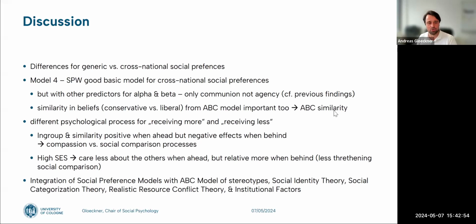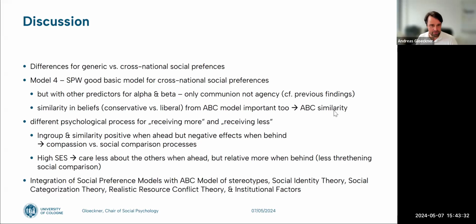We find a host of different factors which are relevant too, which are also theoretically predicted. Similarity in beliefs plays a role. And from looking a little bit further at the data, we see that there seem to be quite different psychological processes for receiving more or receiving less. For the options where people receive more than the other nation, we have all this in-group favoritism and similarity is seen positively.